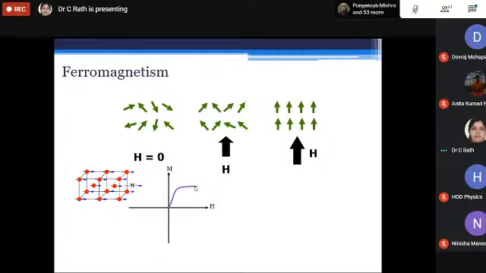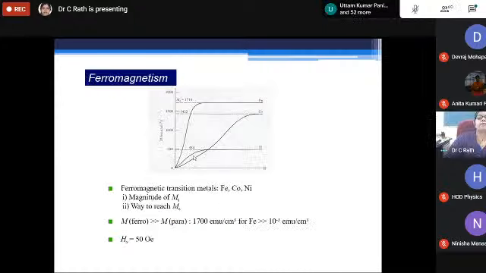In case of iron, it's saturated at very low field. However, in cobalt, it needs very high field, and nickel, of course, it's intermediate. Why is this so? The value of iron, cobalt, nickel is different. It depends upon the unpaired electrons. How many unpaired electrons are in iron gives rise to your saturation value.